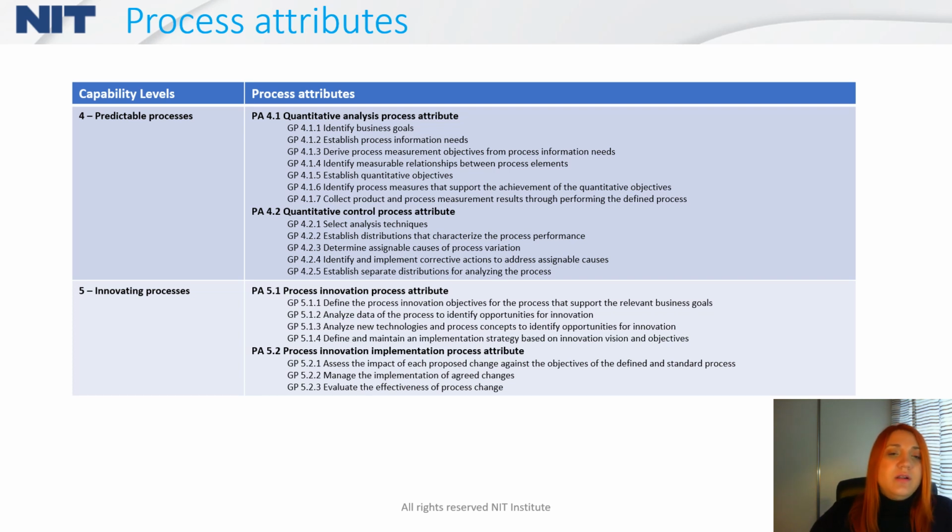For level 5, innovating process, we also, as I said, have two process attributes. The first one is the process innovation process attribute, and another one is the process innovation implementation process attribute. Again, almost similar to level 3. We have something that we set, like innovation and all the process goals, like what we want to innovate in our company, and then we are implementing those innovations.